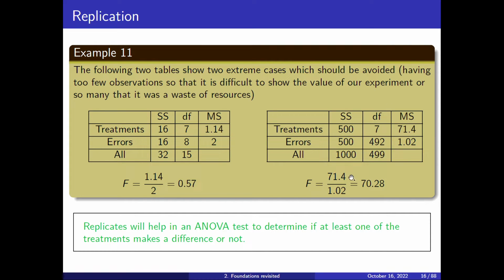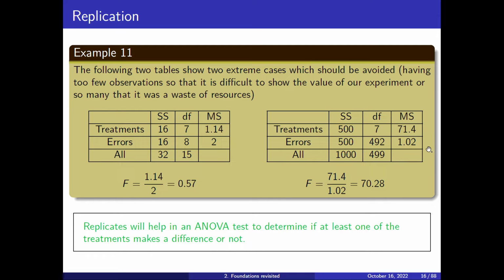And this is the opposite situation. Now the F is extremely high, and the reason is that the errors have been divided by a lot of degrees of freedom, so you made way too many samples for this experiment.